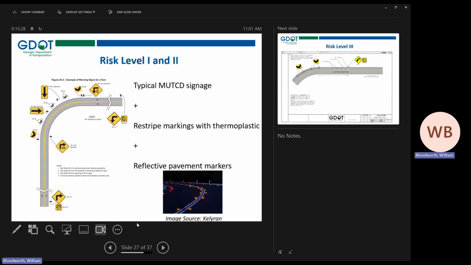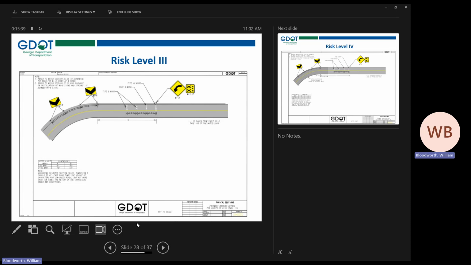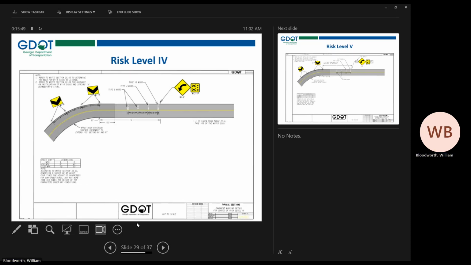Typical designs. So for risk levels 1 and 2, we're going with your typical signage, restriping with thermoplastic and reflective pavement markers. For risk level 3, again, we're going to add in that advisory speed limit pavement marking as well as the advisory speed limit sign, which are typical chevrons as well. Risk level 4 is when you start seeing that high friction surface treatment being installed. These curves are more severe.